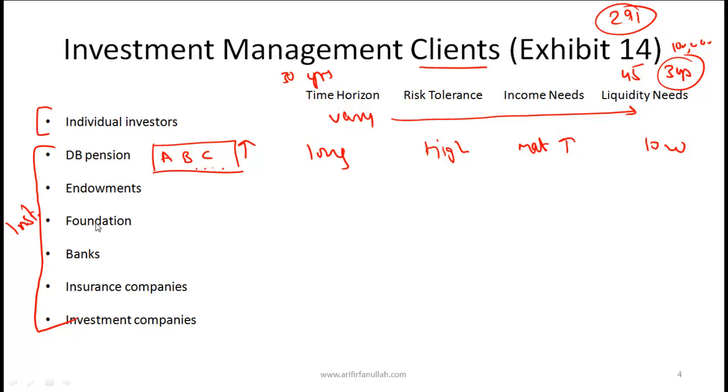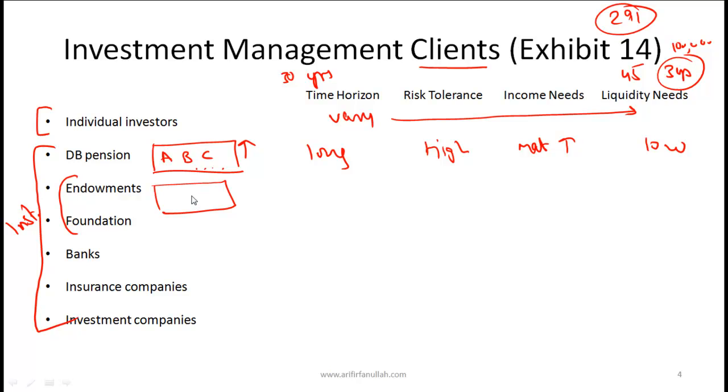In terms of endowments and foundations, these two are quite similar, so I'll bucket these together. You just need to understand the distinction. Large universities, especially in the United States, have endowment funds. So these are again a combination of investments, and institutions such as Harvard have a huge endowment fund. The expenses of the universities are paid through these endowment funds.